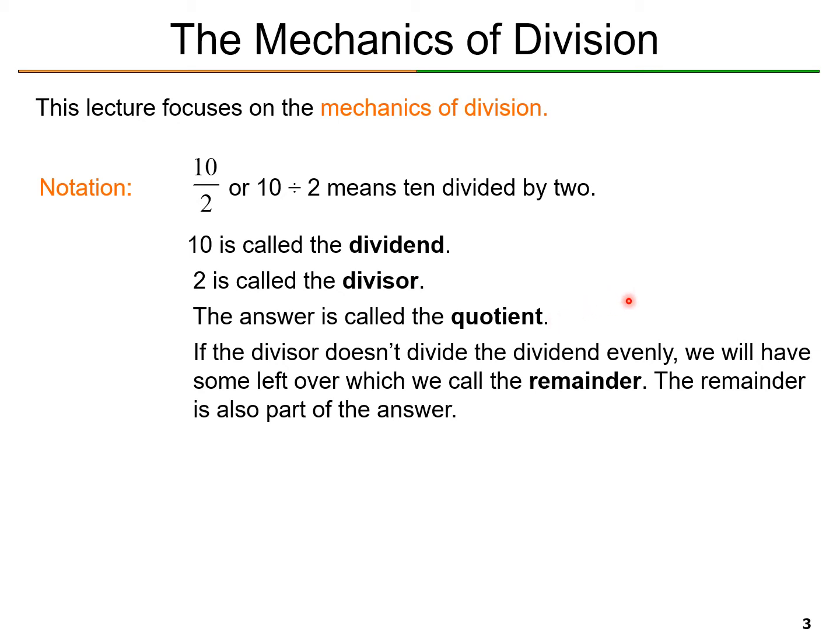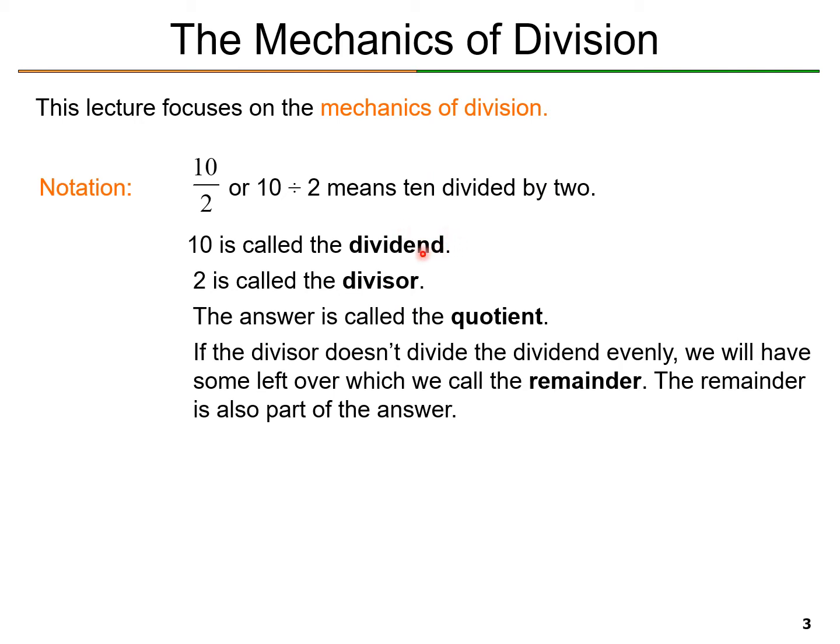Now, if the divisor does not divide the dividend evenly, then we will have some left over, which we call the remainder. The remainder is also part of the answer. The statement that if the divisor doesn't divide the dividend evenly is going to become clearer as we work our way through division. So simply try to digest what each part of a division problem is.